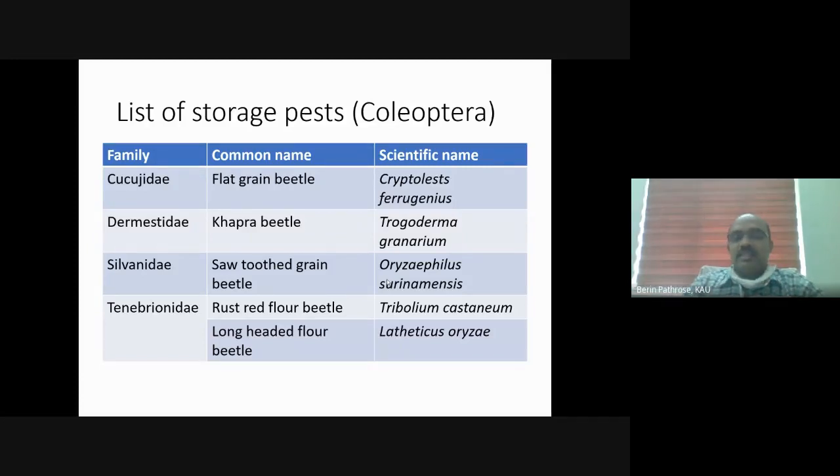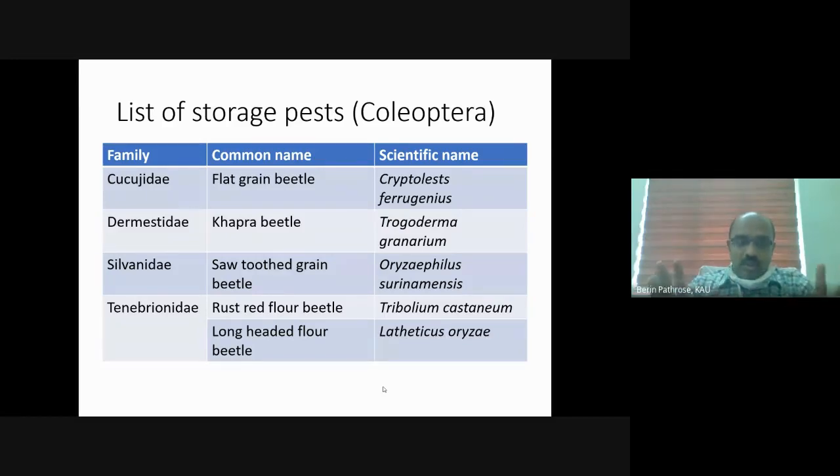We have another species of Tribolium in several parts of the world, Tribolium confusum. In India, the confusum species is not that popular, so we normally discuss Tribolium castaneum alone. Then we have a minor pest in the Tenebrionidae family, that is long-headed flour beetle, Latheticus oryzae.